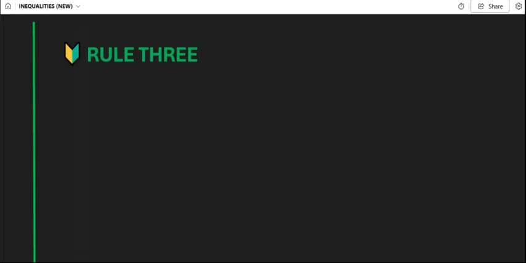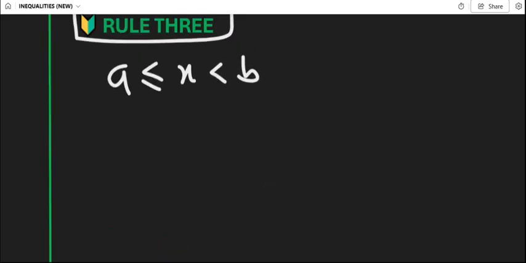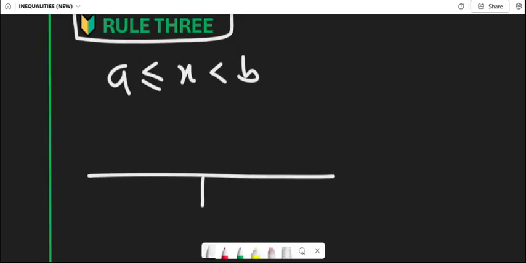Going on to the next rule, which is our rule 3. In our rule 3, let's assume we have the other way around: A less than or equals to X and your X is less than B. How do we represent it on a number line? The same thing, I'm going to have your X at the middle, then we have here as our A because it's less than and equals to. The other one we have here as our B.